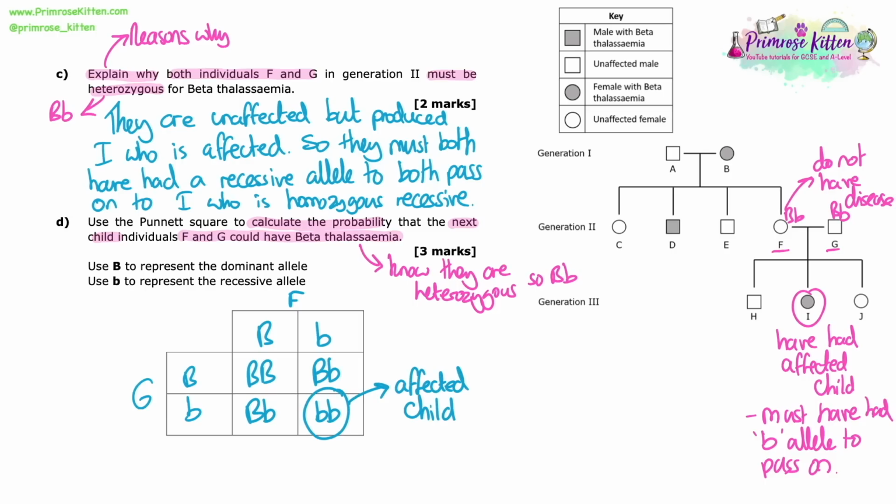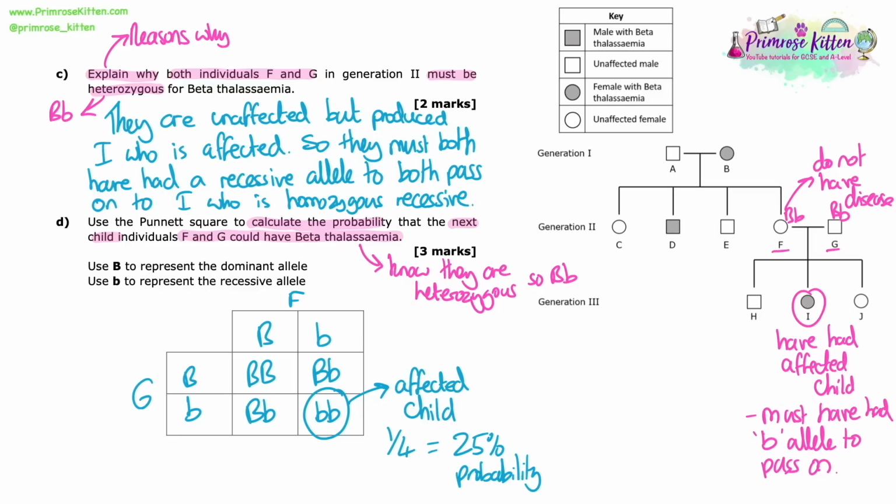So that then needs to be circled to show that we understand that that genotype would produce an affected child, and then we need to give the probability. So it's 1 out of 4 or 25% chance that the next child they have will have the homozygous recessive and therefore have the disease.